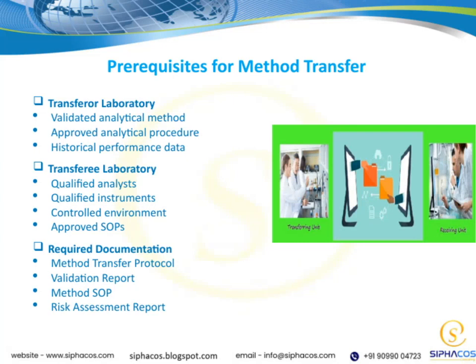When we're transferring an analytical method from one lab to another, there are some key prerequisites on both sides. The transferor lab needs a validated method, an approved procedure, and solid historical data showing consistent performance. On the receiving end, the transferee lab must have qualified analysts and instruments, a controlled environment, and approved standard operating procedures. Plus, we need all the right documentation: the transfer protocol, validation report, method SOP, and a thorough risk assessment. These elements together set the stage for a smooth and successful transfer.